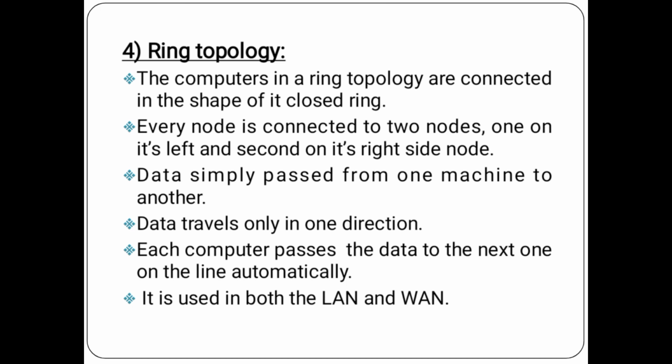Next one, ring topology. The computers in a ring topology are connected in the shape of a closed ring. Every node is connected to two nodes, one on its left and second on its right side. Data simply passes from one machine to another. Data travels only in one direction. Each computer passes the data to the next one on the line automatically. It is used in both LAN and WAN.